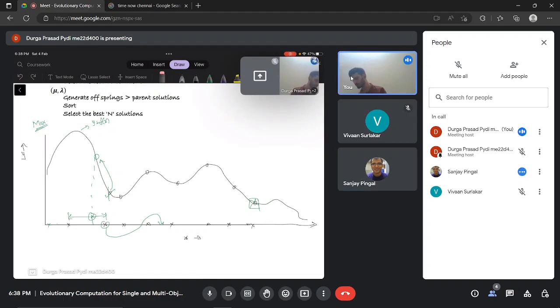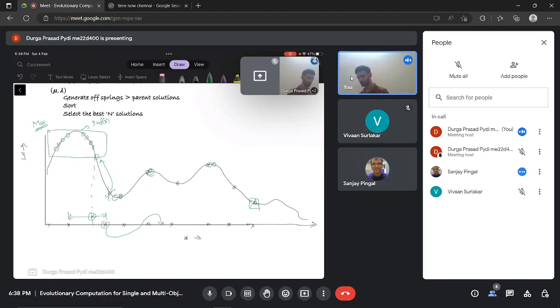after 10 iterations or something, most likely all solutions will come somewhat closer to this. All your 8 solutions will come somewhat closer to over here. In the intermediate stages, some solutions will come here, some here, some here, so they will be in the local optima. As you go further towards more and more generations, all of them will be converging towards the global optima. That is the usual expectation.